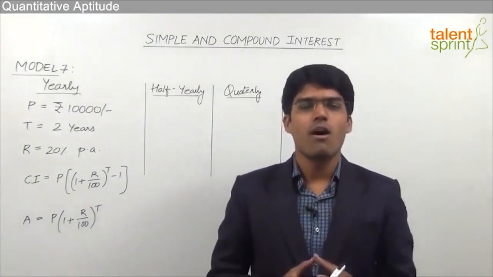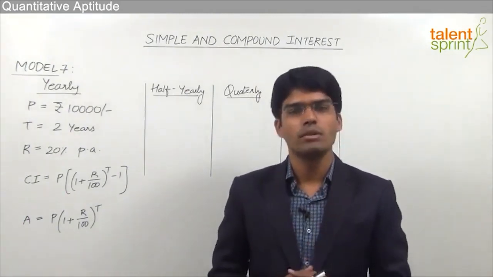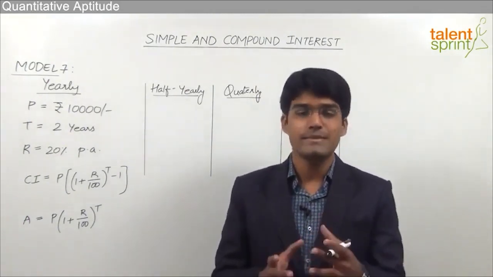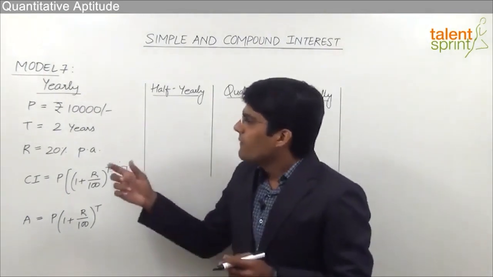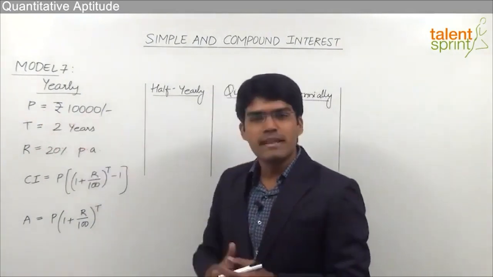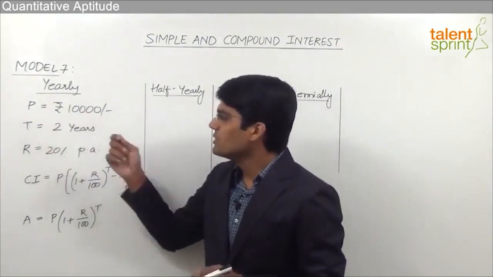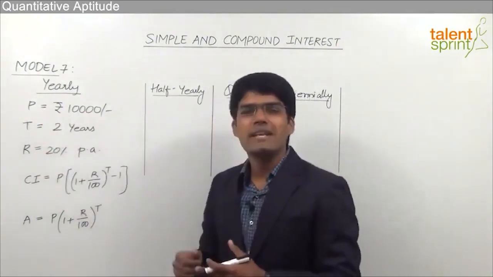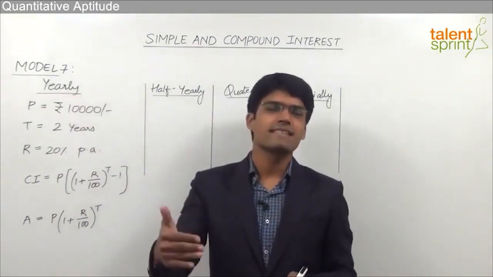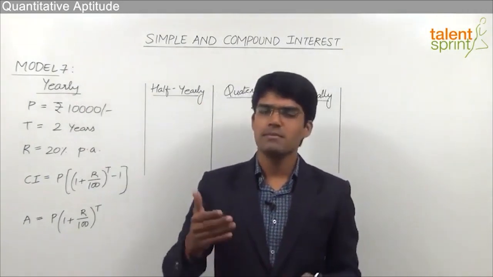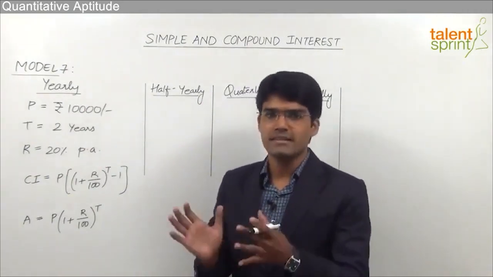So let us understand how to do calculations related to compound interest or the total amount in these special cases with the help of a simple example. Let's say that the principal amount is rupees 10,000, the time period is 2 years, and the rate of interest is 20% per annum. So for a yearly compounding, that means when the interest is calculated after every 1 year and the principal also changes after every 1 year. That is the general case.